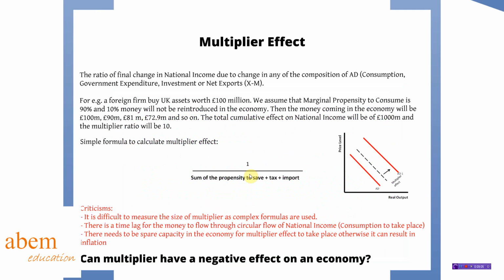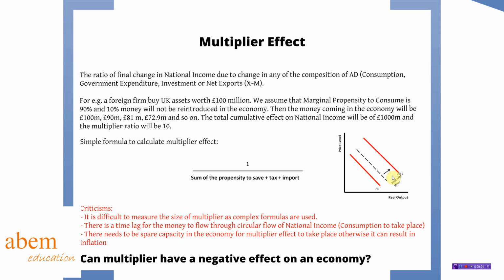Multiplier effect. If we look at the diagram over here, the AD, if we put some money in the economy, will shift over here, but the multiplier causes it to shift further outwards to the right. Multiplier can be negative as well.